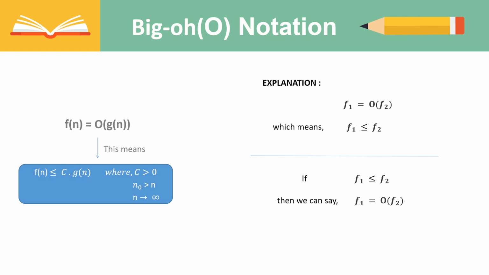Now try to understand the basic relation between two functions and big O notation. Here we have two functions f1 and f2. Now f1 is equal to big O of f2, which means f1 is less than or equal to f2. In the same way, if f1 is less than or equal to f2, then we can also say f1 is equal to big O of f2. Do you agree with me? If yes, then let's continue with another example.